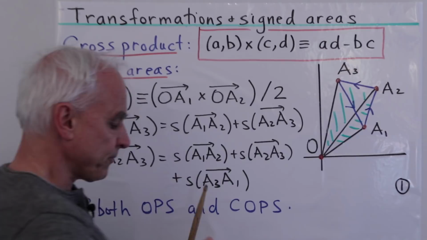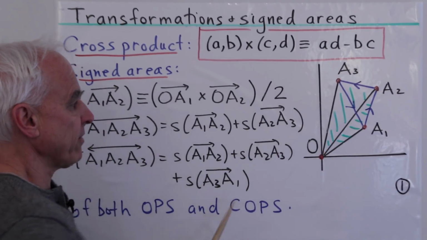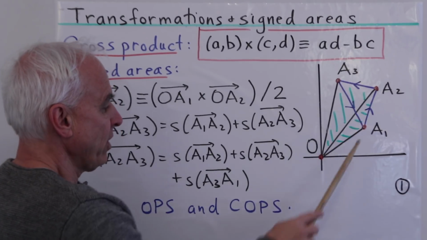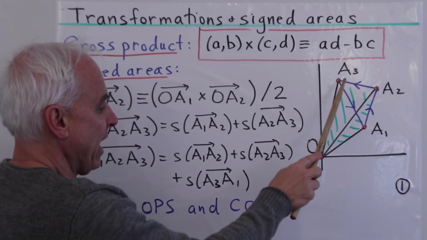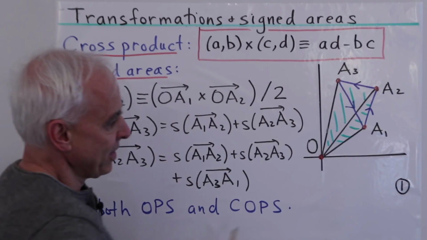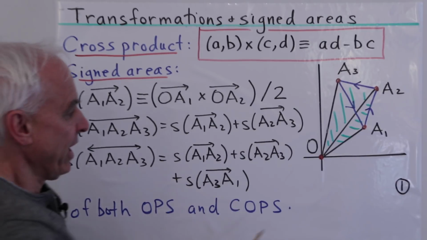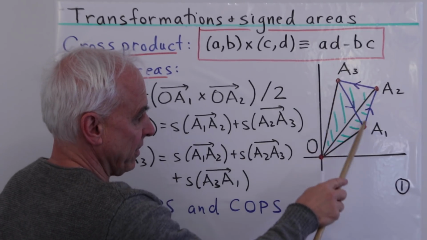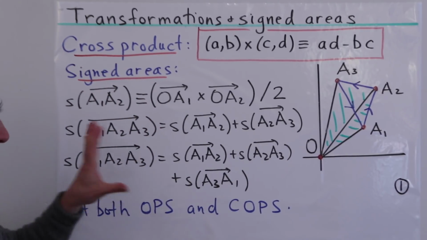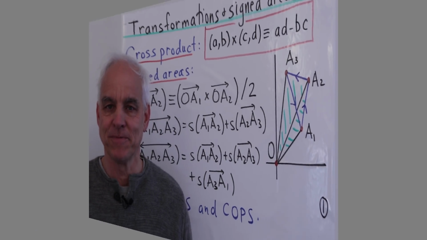There, now we see the cyclic-oriented polygonal spline A1, A2, A3. And in that case, the signed area is the sum of the signed area of A1, A2, and the signed area of A2, A3, and the signed area of A3, A1. The net effect is that these three triangles that you see here, there's some partial cancellation, and we just end up with what we ordinarily think of as the area of that little triangle there. Okay, so it all comes down ultimately to this idea of the cross product of two vectors.